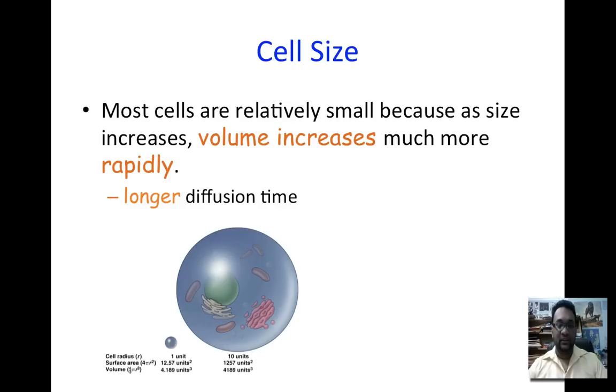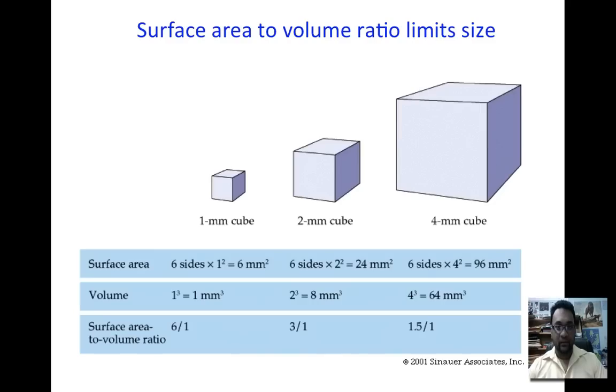Most cells are relatively small because as size increases, volume increases much more rapidly. So there's a longer diffusion time. And because it's going to take longer for substances to diffuse in and out of the cell, that would have a limitation on how big a cell can get. Now let's look at the concept of surface area to volume ratio. Because when you are discussing how big a cell can get, you need to do it in reference to the surface area to volume ratio.